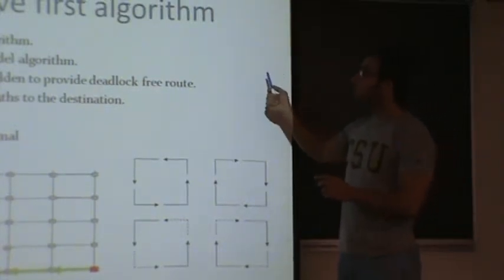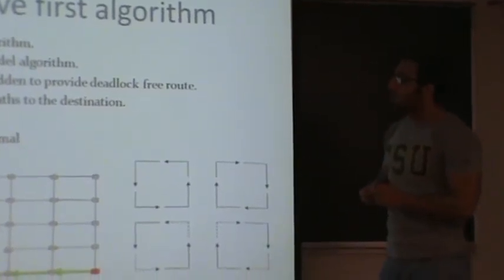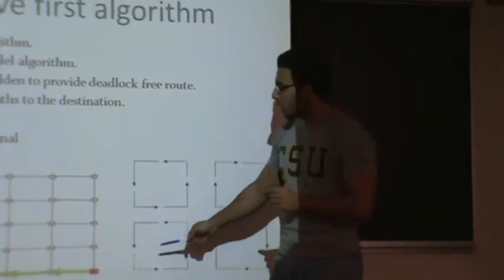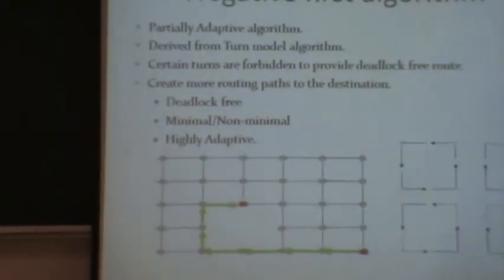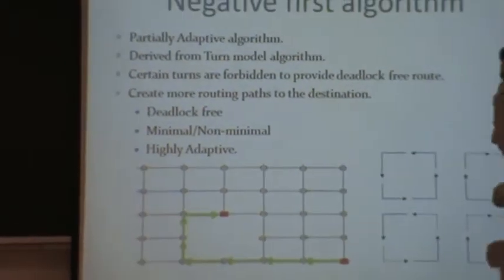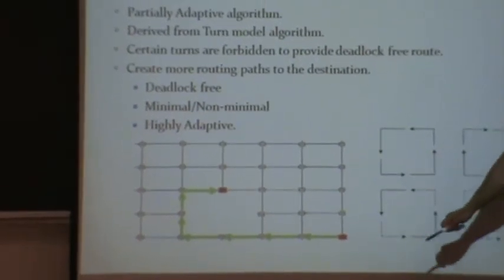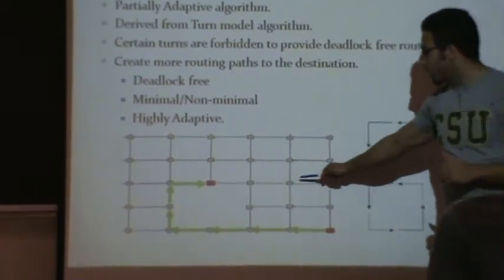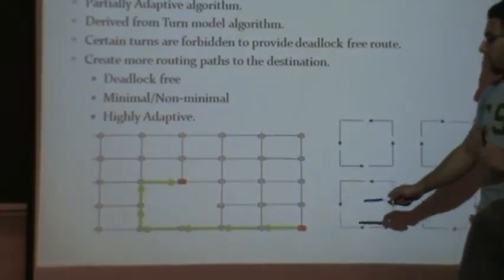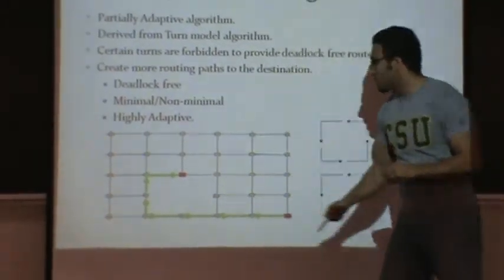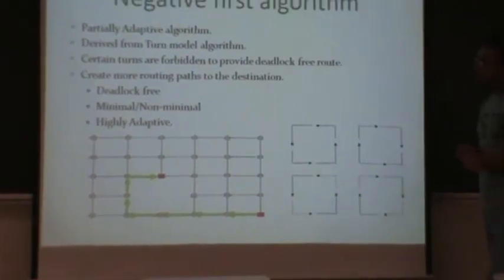The negative first algorithm is slightly different from the XY algorithm in the sense that when you want to send a packet, you are always going in the negative direction first. Suppose that we want to send a packet from this source to the destination. There are two different ways that we can do it. We can go this way, north, and then we can go to the destination. And if you count the distance, you will find out that it's even shorter than taking this path that is illustrated in green.